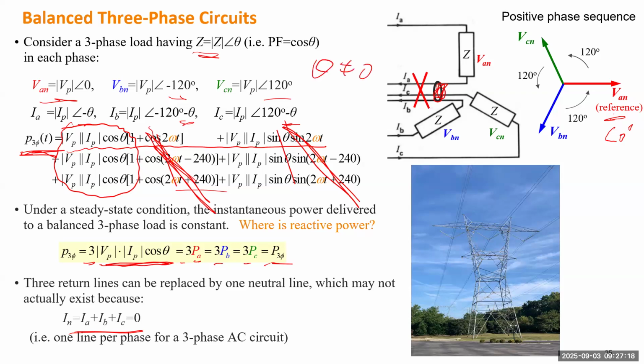So if we assume theta is non-zero, the current will be lagging the voltage. So there will be reactive power, right? The reactive power is supposed to be the apparent power multiplied by sine theta. So there should be some item which is 3 times apparent power multiplied by sine theta. That should be the three-phase reactive power. But for this case, it's gone. Any thought?